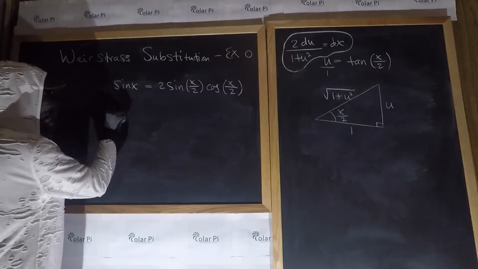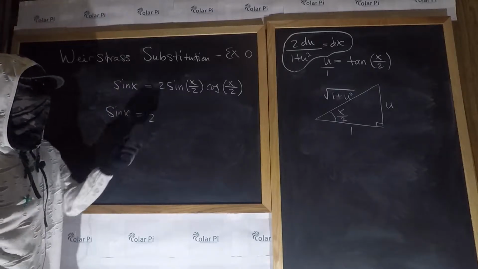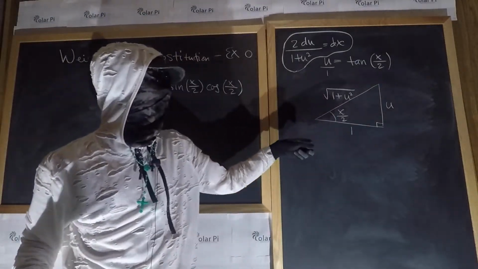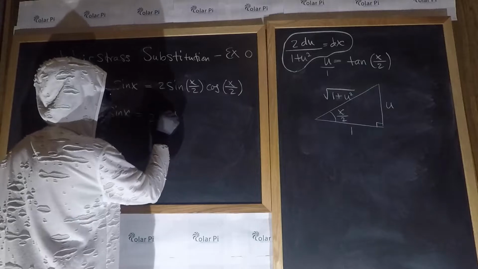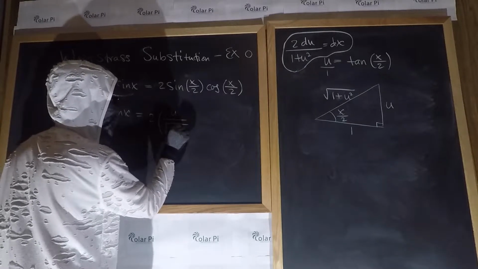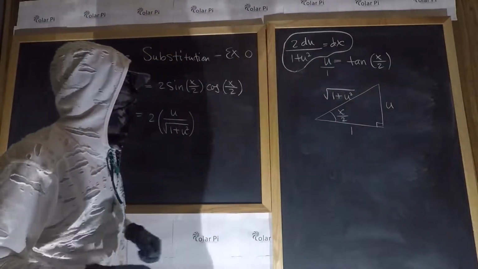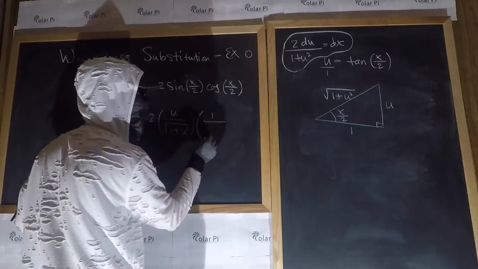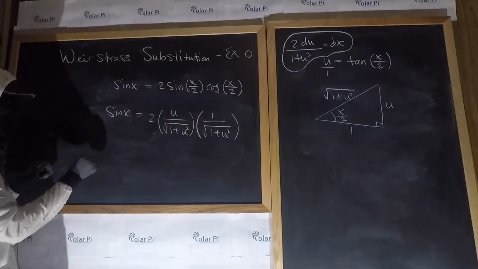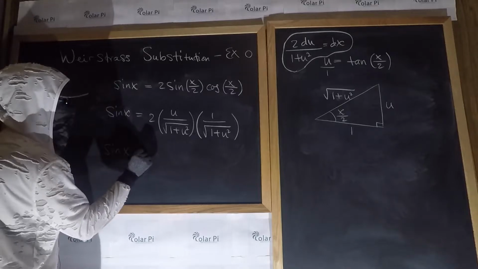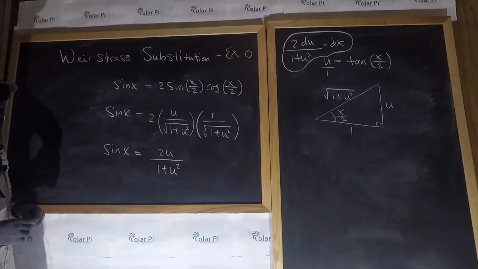So that means that sine x is equal to 2 times sine of x over 2, which based on this visual is opposite over hypotenuse. So that's u over root 1 plus u squared. That's sine of x over 2. And then cosine of x over 2 is adjacent over hypotenuse, so that's 1 divided by root 1 plus u squared. Okay, so that means that sine x is equal to 2u over 1 plus u squared. So that's sine x. Got it.